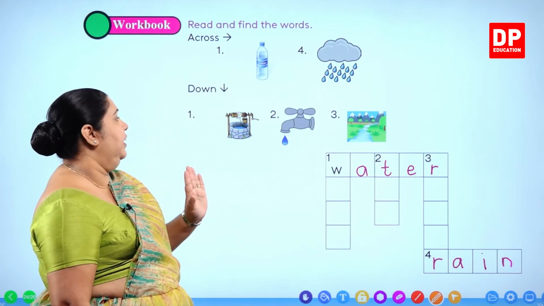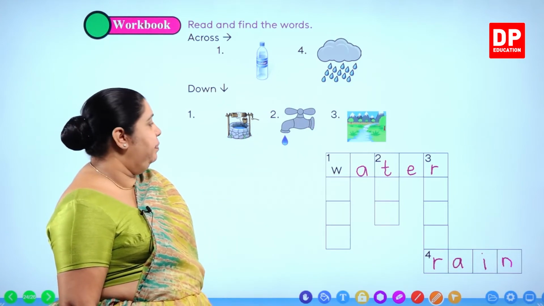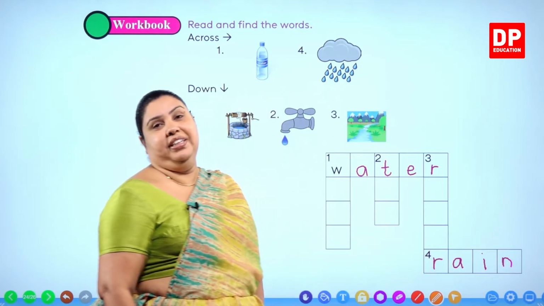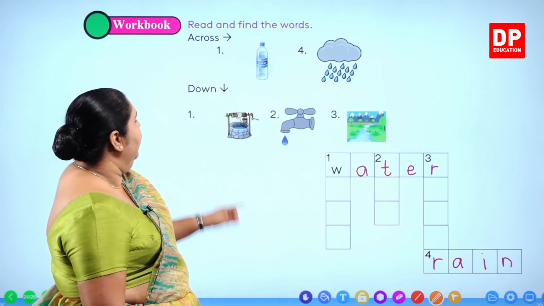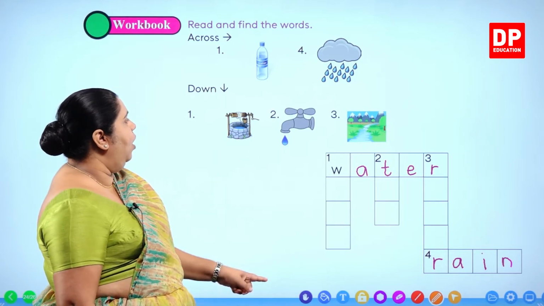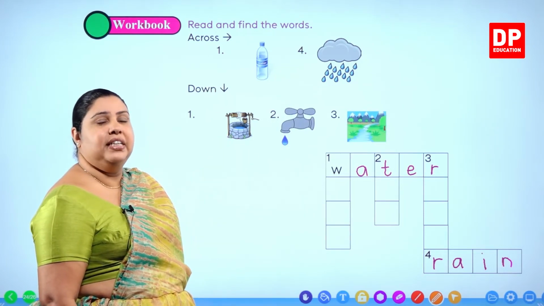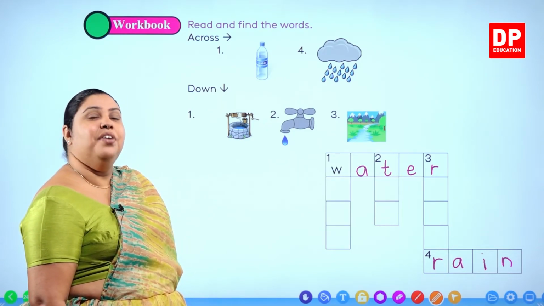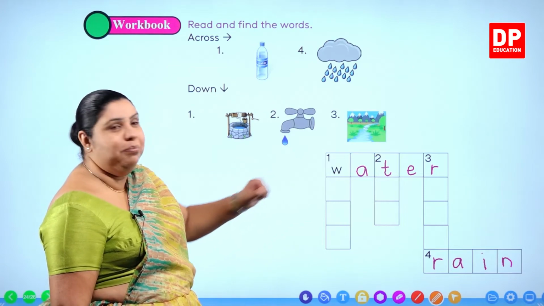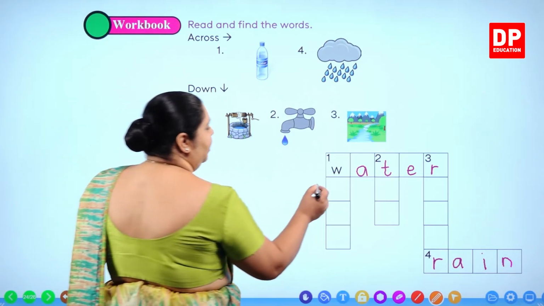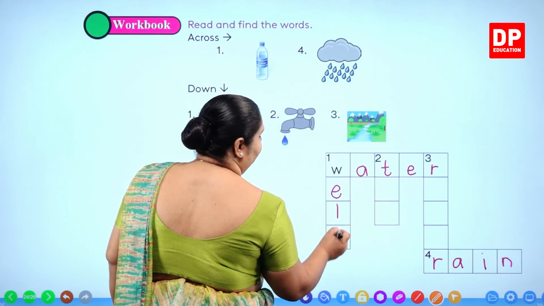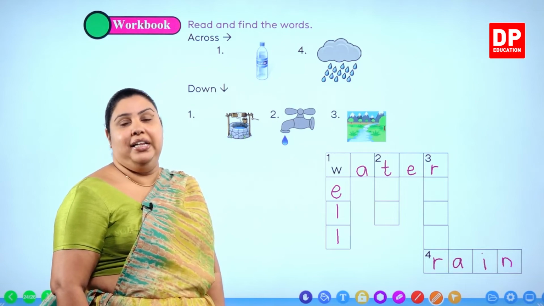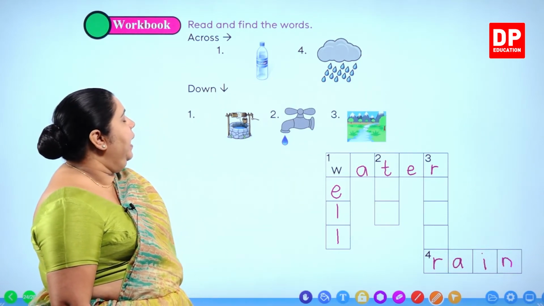Next is the words that we have to fill down. 1, 2, 3. There are 3 pictures and we have to find 1, 2, 3 words. Okay? Right. The first picture down is this. What is this? මේ තියෙන්නේ පුතේ ලින්ද. ලින්දට මොකක්ද අපි ඉංග්‍රීසි වලින් කිව්වේ? Well. We have to start with a W letter. That's right. W-E-L-L. Double L. W-E-double-L. Well.